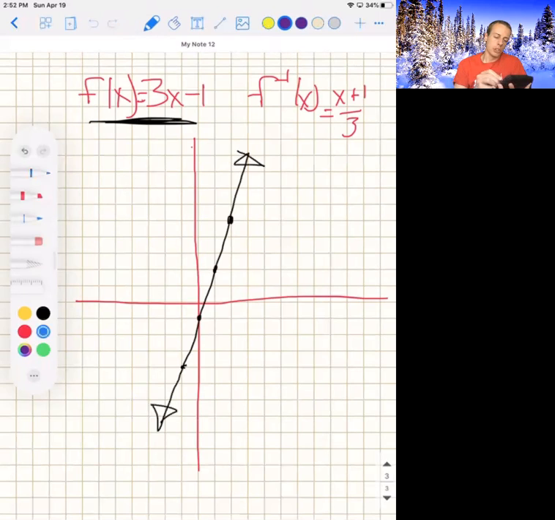Our inverse function, another way we could have written this, is 1/3 x plus 1/3. I'm just dividing both of these terms by 3. And so that would be a function with a y-intercept of 1/3 and a slope of 1/3. Okay, or goes up 1 over 3 every time. So we go up 1 over 3, and so we could start to connect the dots that way.